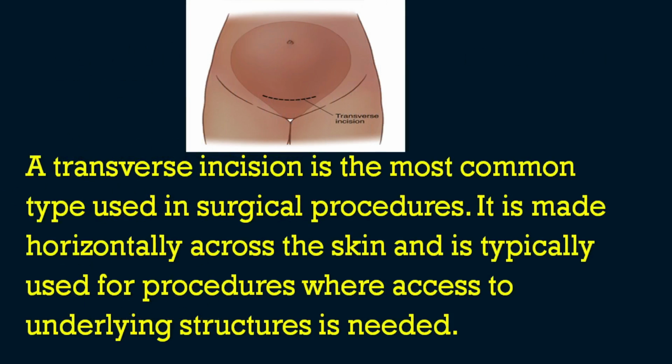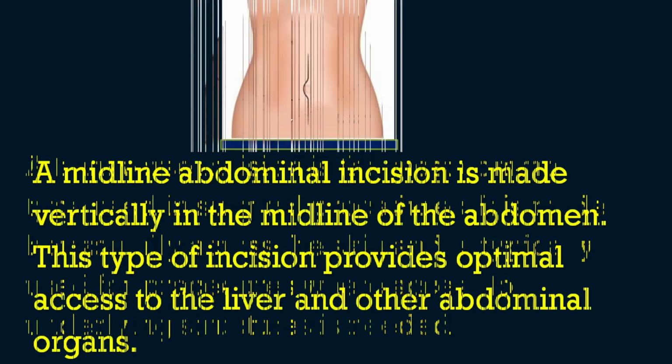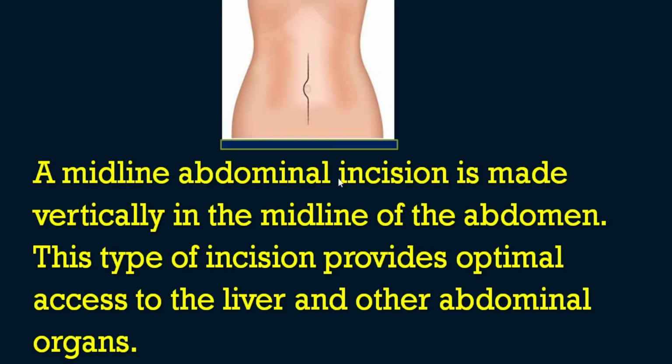So the answer is option number B, that is a transverse incision. With the help of this picture we can explain this. The transverse incision is the most common type used in surgical procedures, and it is made horizontally across the skin, and it is typically used for procedures where access to the underlying structures is needed. So this is the most common type of surgical incision. Then comes the midline abdominal incision. You can see the incision here.